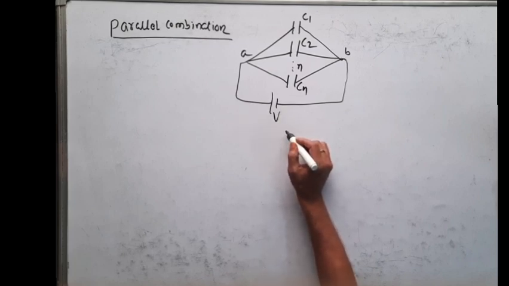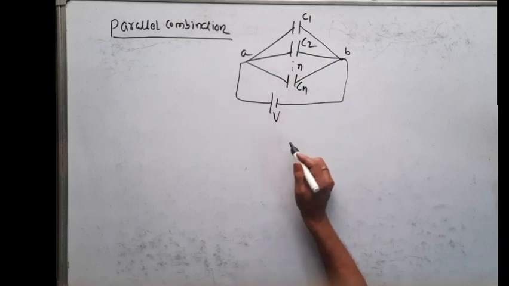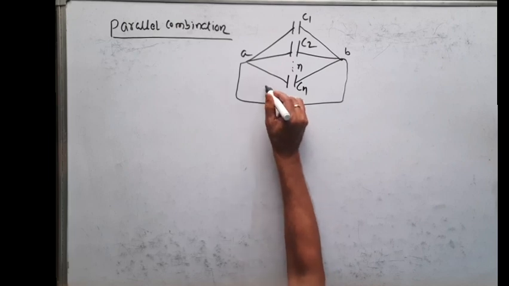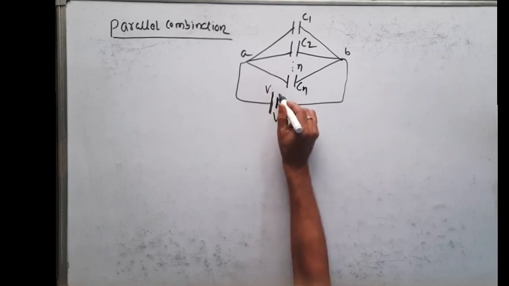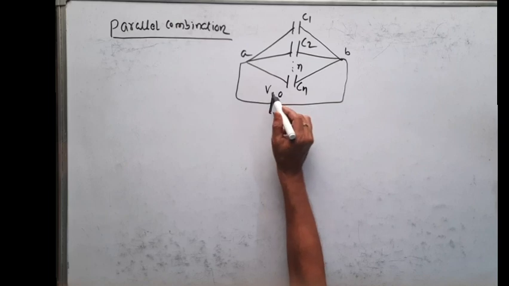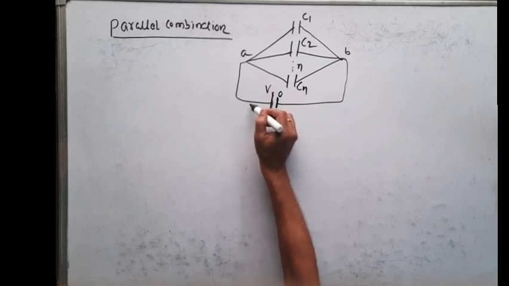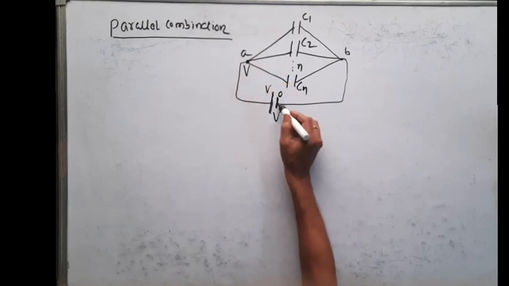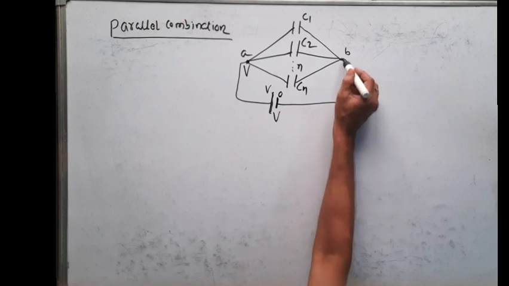So now what will happen? This is called a parallel connection. In a parallel connection, what happens? If this is the source, the positive terminal voltage is V and the negative terminal voltage is 0, then the potential difference is V minus 0, that is V. The positive terminal is connected to point A, so what is the potential at A? V. The 0 volt terminal is connected to point B, so the potential at B is 0.